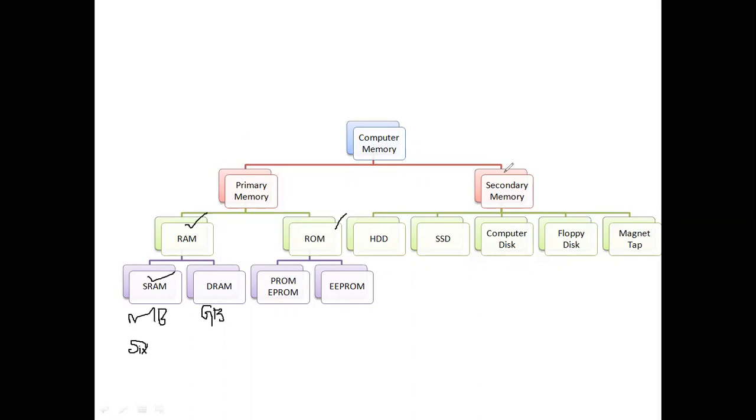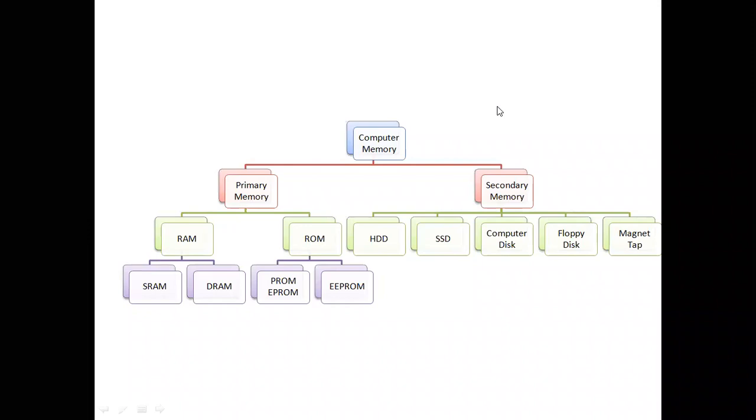And let's move on to the secondary memory. As we know, secondary memories will usually be in GB and will have a lot of storage capability. It is a separate storage unit as well, and it includes hard disk drive, solid state drive, compact disk, floppy disk, magnetic tape. All these things come under the category called secondary memory.